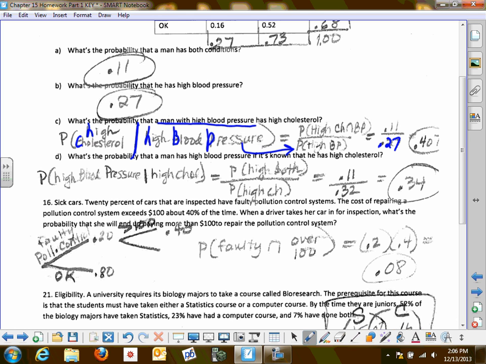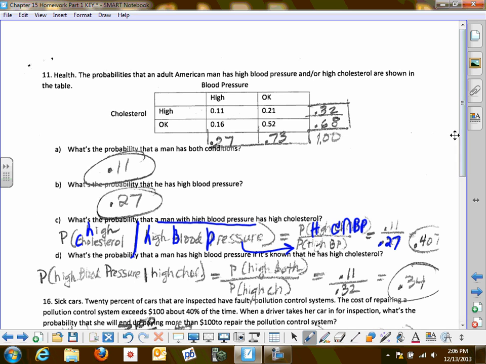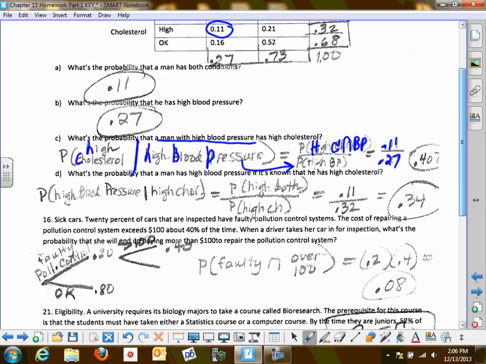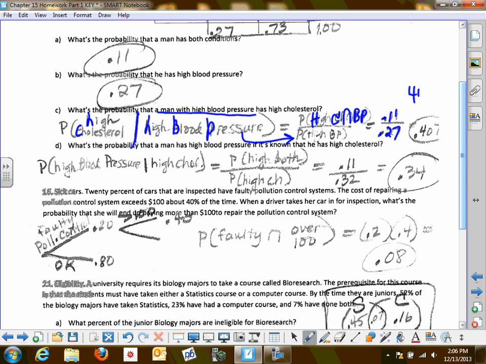So, our formula means that then I have on top of the fraction the high cholesterol and the high blood pressure. So the high cholesterol and high blood pressure is this 0.11. Okay. So then that comes out to this 40.7%. And so here's what this is saying. Of all of the high blood pressure men, if you tell me they have high blood pressure, then there's a 40.7% chance, about a 41% chance that they also have high cholesterol.